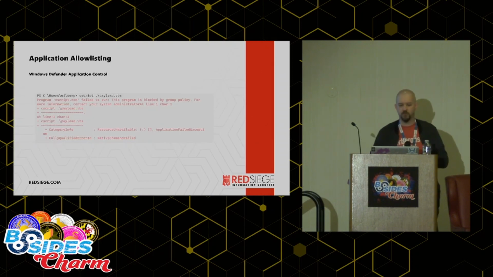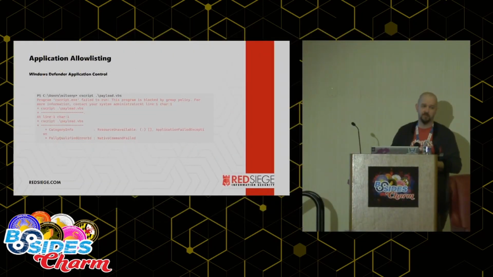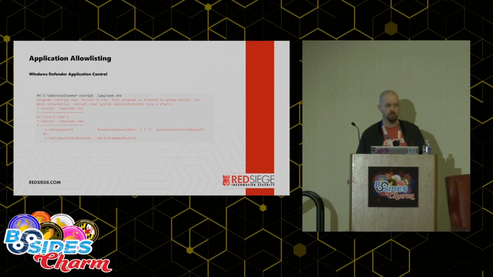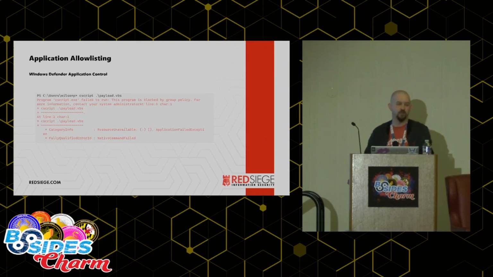All right, so the first one is application allow listing. Basically, profile your machines, figure out what users are actually running or should be running, and don't let them run anything else. Microsoft gives you 2 tools for doing this. There is Windows Defender Application Control, WDAC, and AppLocker. AppLocker is the older tool. Microsoft has stopped making updates to it and is really pushing everyone towards WDAC. Either one will work, but obviously, I'd go with WDAC because it's going to be supported going forward.